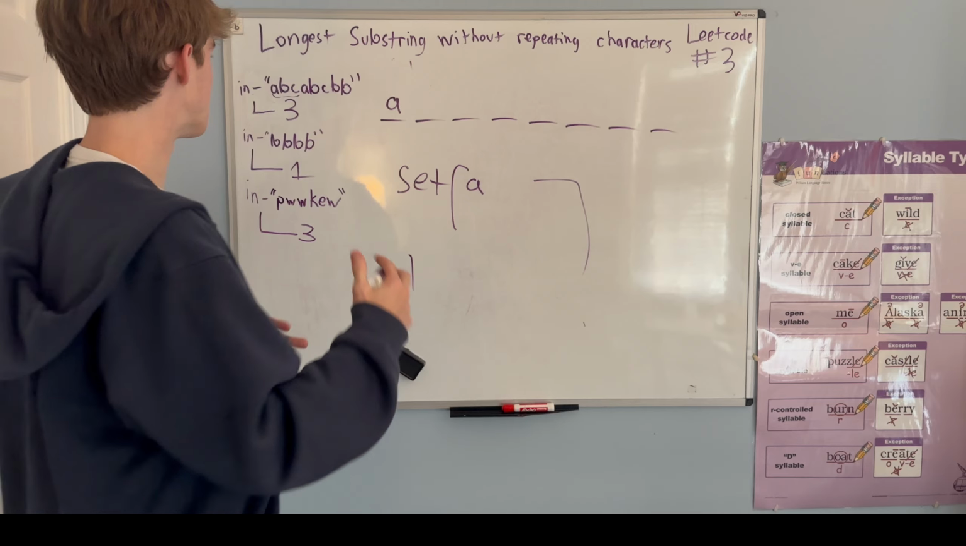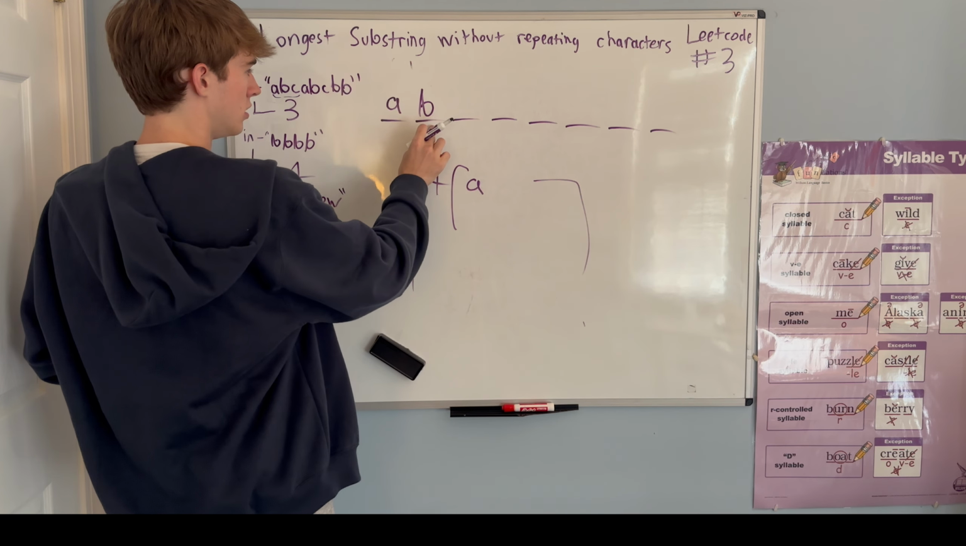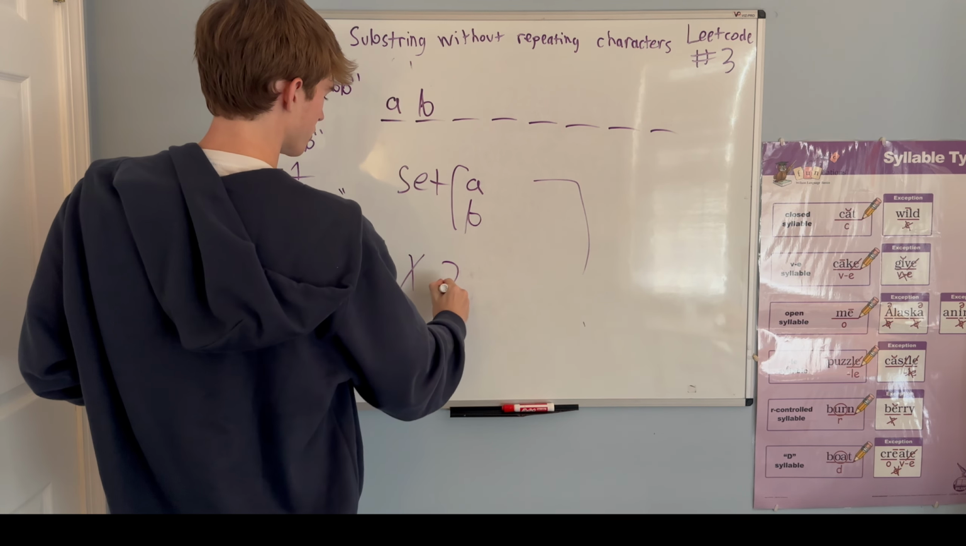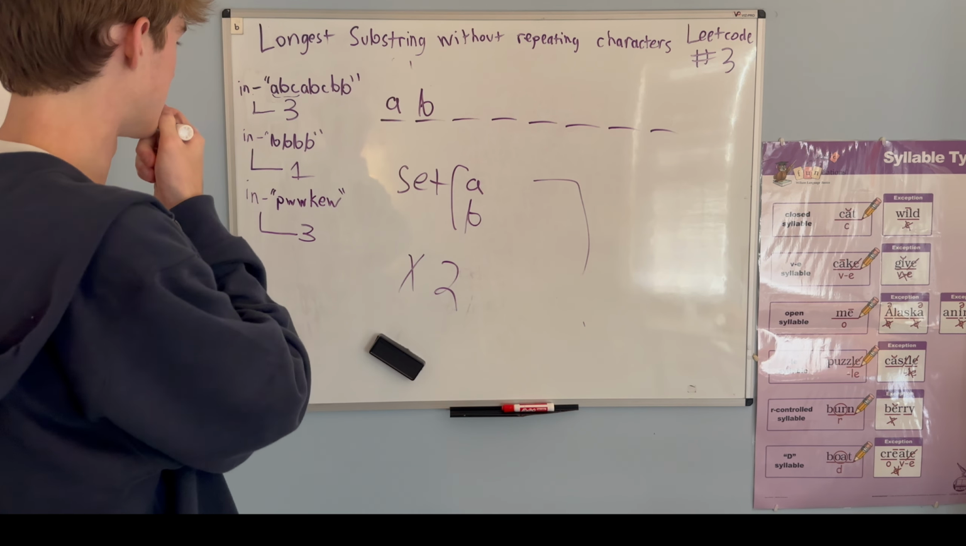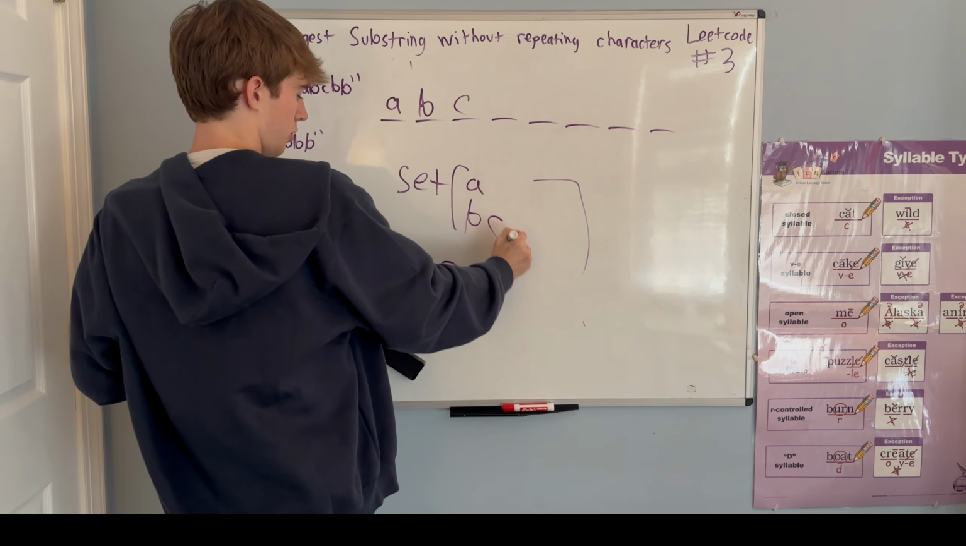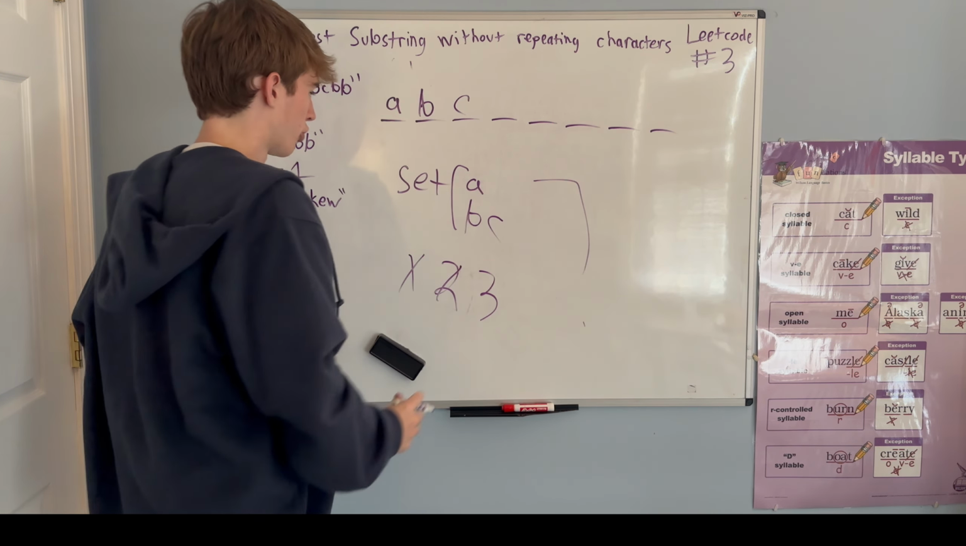Well, let's see if we can keep going. B here. Does my set have B? No. Okay, let's add B to the set, and let's increment the length by 1. So now it's 2. Okay, yeah, that's definitely longer. Now, what if we add another character? C, yep. C works. Now we get 3.